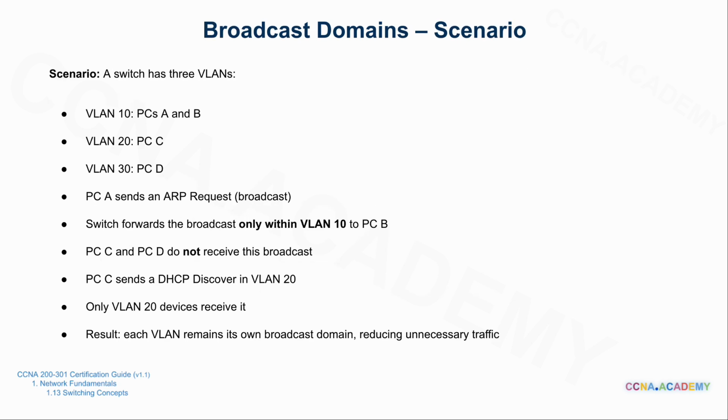Picture a switch that has three different VLANs defined. When PC A in VLAN 10 sends an ARP request, only devices in that same VLAN receive it. In this case, just PC B. Devices in VLAN 20 or VLAN 30 never see that broadcast. The same happens when PC C in VLAN 20 sends a DHCP discover. Only devices in that VLAN respond. This setup keeps each group of devices isolated and prevents unnecessary broadcasts from crossing into sections of the network where they don't belong.